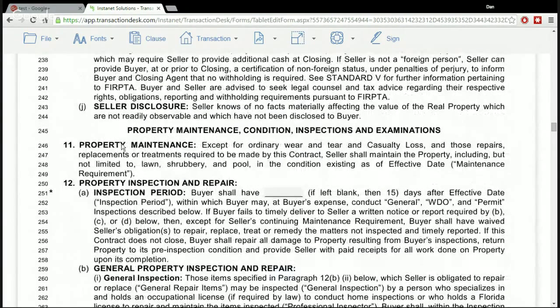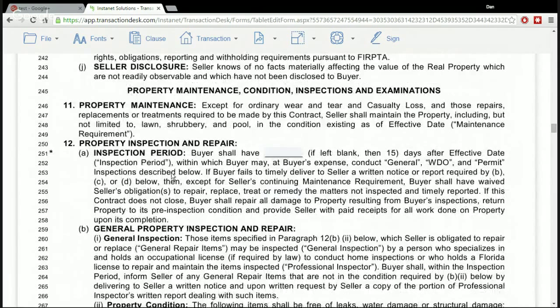Okay, property maintenance and condition. This is some of that stuff that was referenced earlier in the contract. Property maintenance, except for ordinary wear and tear, and those repairs and replacements and treatments that were required by the contract that we talked about earlier, the seller shall maintain the property, including but not limited to the lawn, the shrubbery, the pool, in the condition it existed as of the effective date. So if the pool was nice and blue with the fountain on, it needs to be nice and blue with the fountain on at closing date. If it's green with tadpoles, snakes, and whatever else in there, then we have a problem and we need to address it as a buyer's agent.